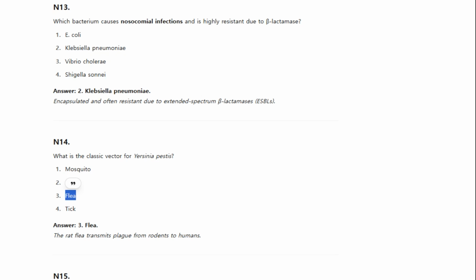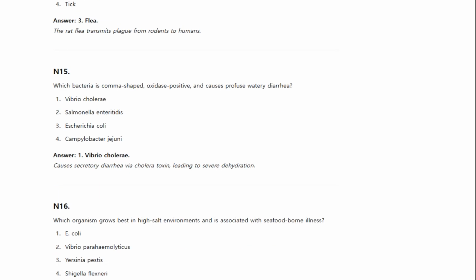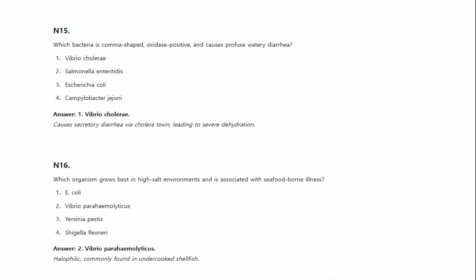N15. Which bacteria is comma-shaped, oxidase positive, and causes profuse watery diarrhea? 1. Vibrio cholerae. 2. Salmonella enteritidis. 3. Escherichia coli. 4. Campylobacter jejuni. Answer: 1. Vibrio cholerae causes secretory diarrhea via cholera toxin, leading to severe dehydration.